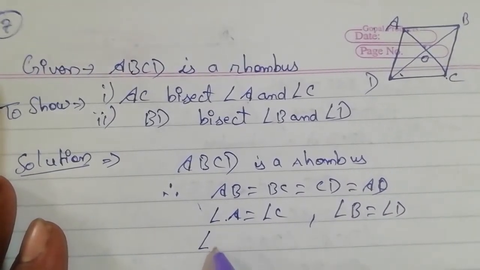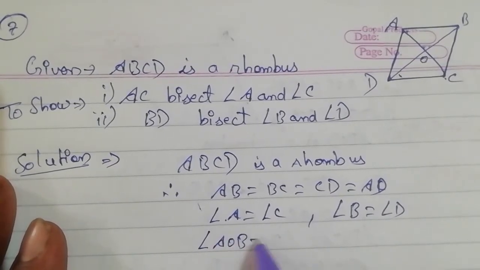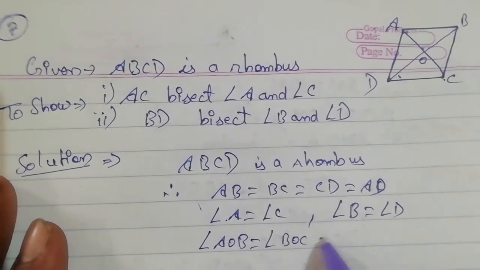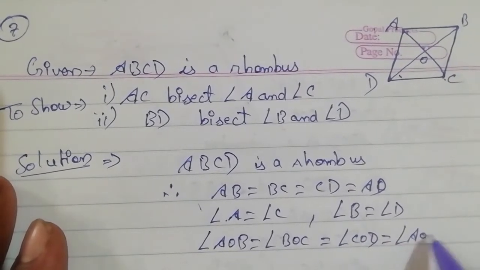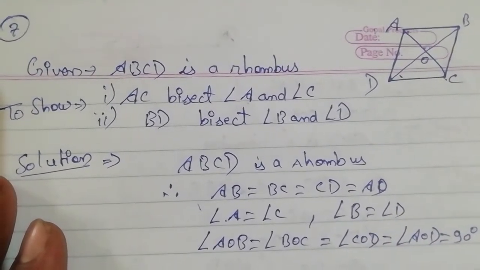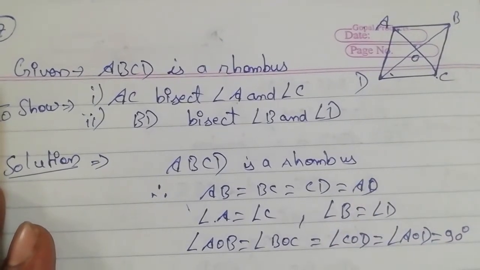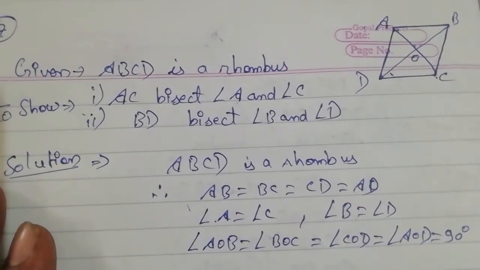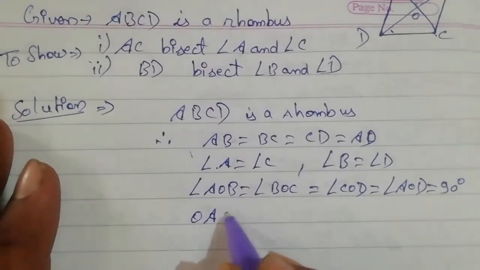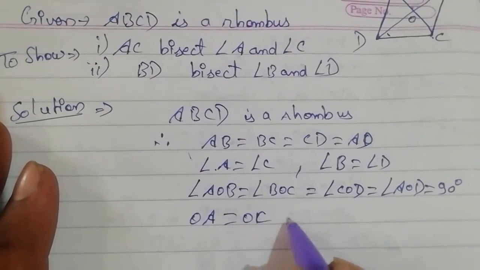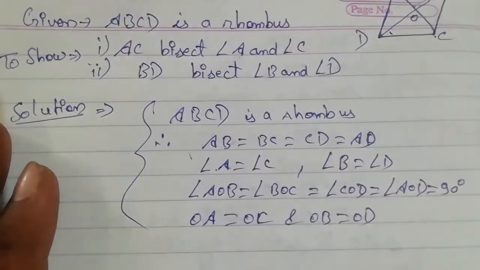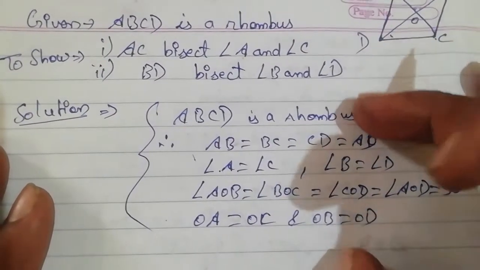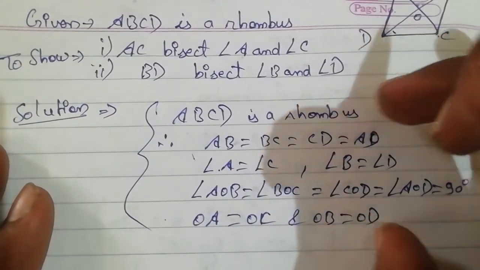Also here we have angle AOB is equal to angle BOC is equal to angle COD is equal to angle AOD is equal to 90 degrees each, because diagonals bisect each other at 90 degrees. Also we have OA is equal to OC and OB is equal to OD, because diagonals bisect each other. By the properties of a rhombus, this we can take as the given part.